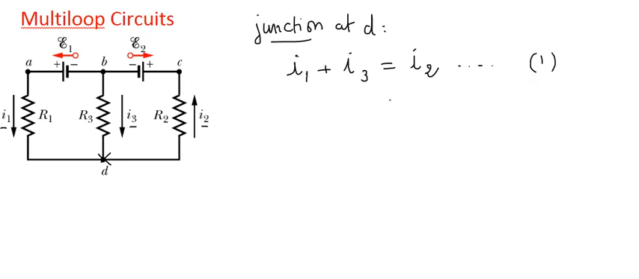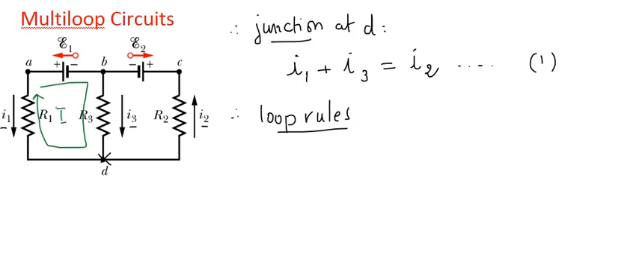We need two more equations, and the two more equations come from the loop rule. So we need to take loops, two loops actually, to have two equations. Let me take this loop. I start from point A and come back clockwise. That's my loop 1. So for loop 1, how can we write a loop rule?